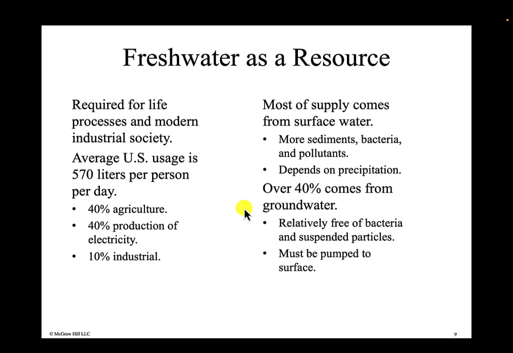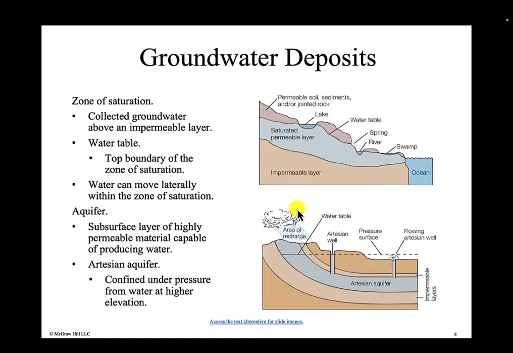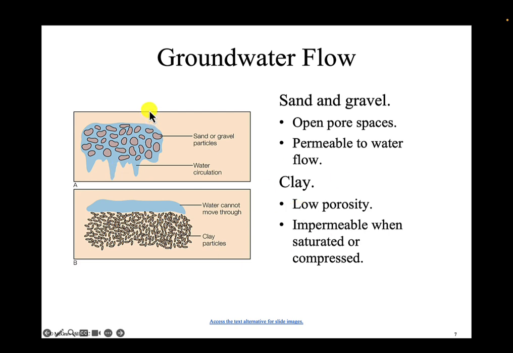Most of this water that we use is coming from water on the surface, but also some water that is underground, some of the groundwater, essentially, okay? A little bit over 40% comes from the groundwater, which is a fresher type of water. It's a fresher type because it doesn't have as many sediments, bacteria, and pollution. So if you think about it, the sediments can actually work as a filter, right?